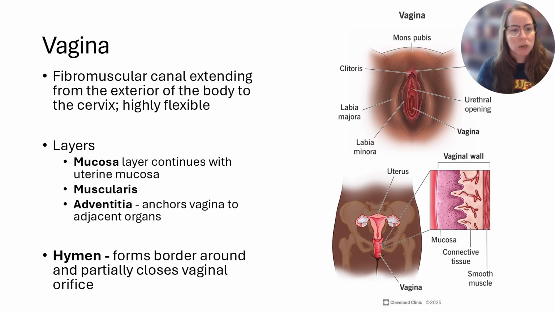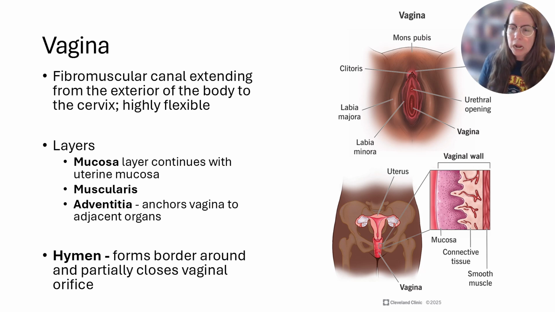It has 3 different layers, the mucosa, which is on the inner portion. This is actually a really important area because the mucosa here is actually going to create an acidic environment. Because the vagina is just open to the external environment, we don't want it to be an area for a lot of bad bacteria to grow.